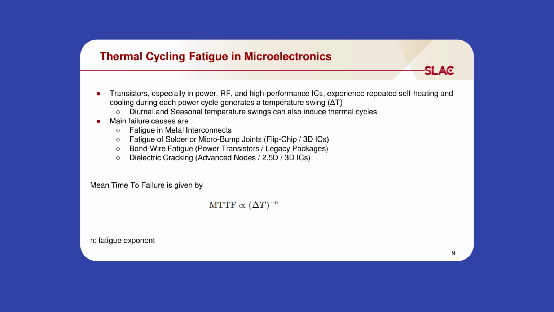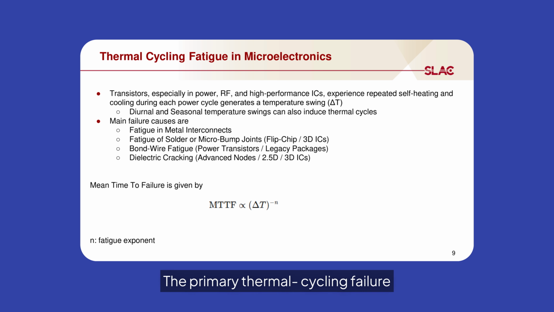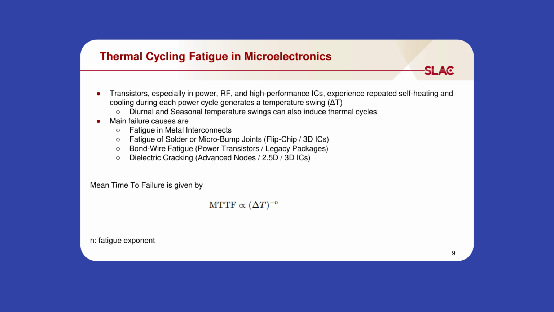The primary thermal cycling failure mechanisms include fatigue of metal interconnects, fatigue of solder joints or micro bumps, especially in flip chip and 2.5D and 3D ICs, bond wire fatigue, commonly observed in power transistors and legacy packages, dielectric cracking, particularly in advanced technology nodes, and heterogeneous integration.